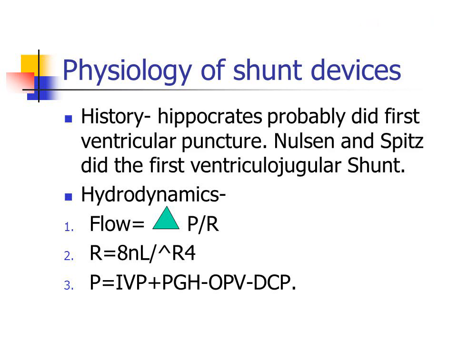Physiology of shunt devices. History. Hippocrates probably did the first ventricular puncture. Nelson and Spitz did the first ventriculojugular shunt. Hydrodynamics. Flow equals P/R. R equals 8ηL/πr⁴. P equals IVP plus PGH minus PVDCP.